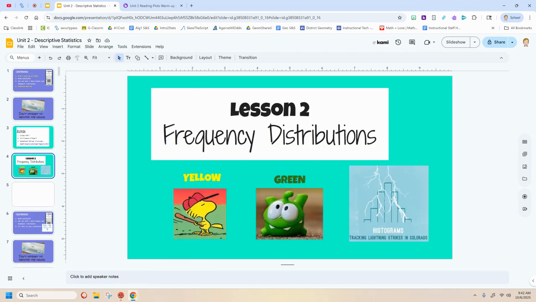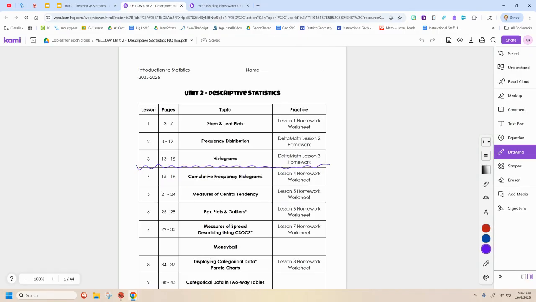Notes. We got to talk about frequency distributions. We started this on Friday. If you missed Friday, this stuff is in the Google Classroom.